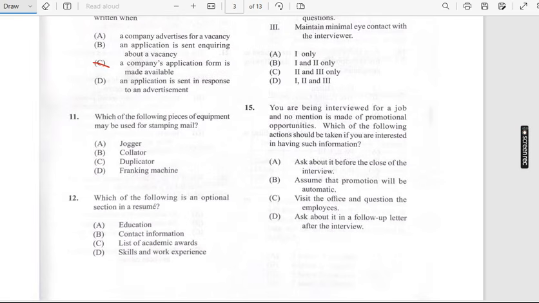Our number 11 is, which of the following pieces of equipment may be used for stamping mail? And we use the Franklin machine. Alright.